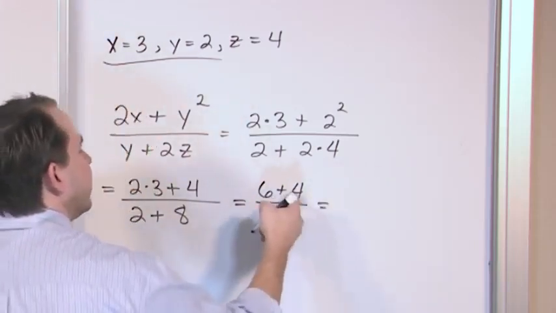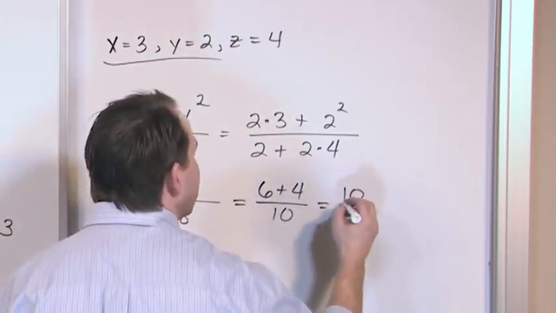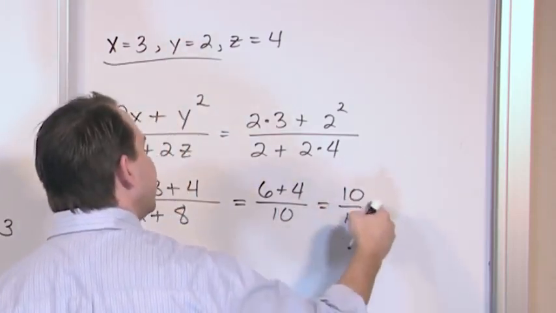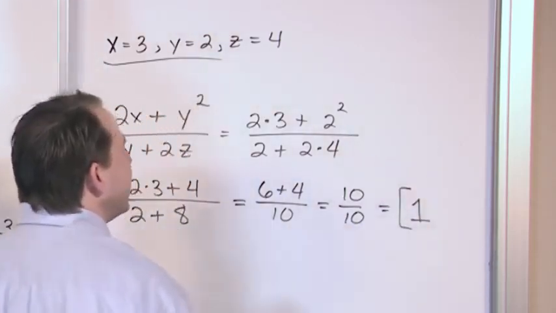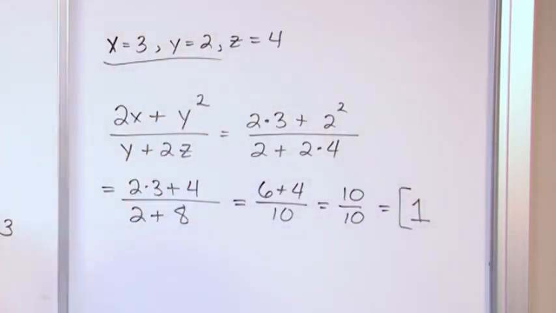And now it's very simple. 6 plus 4 on the top again is 10, over 10. Now this is a division, right? That's what a fraction is. 10 divided by 10 is 1. So that's a very important rule of thumb for you to remember.